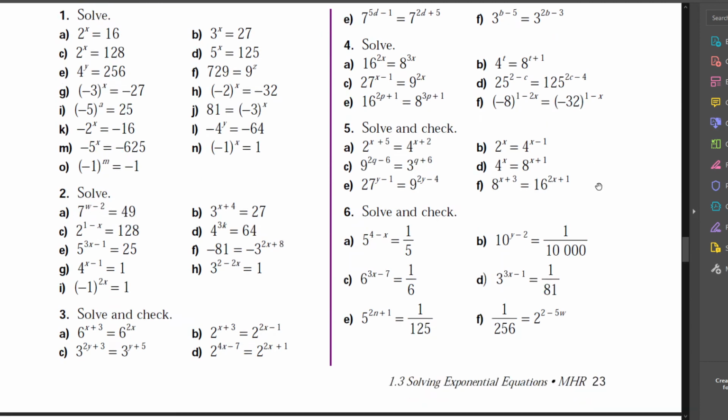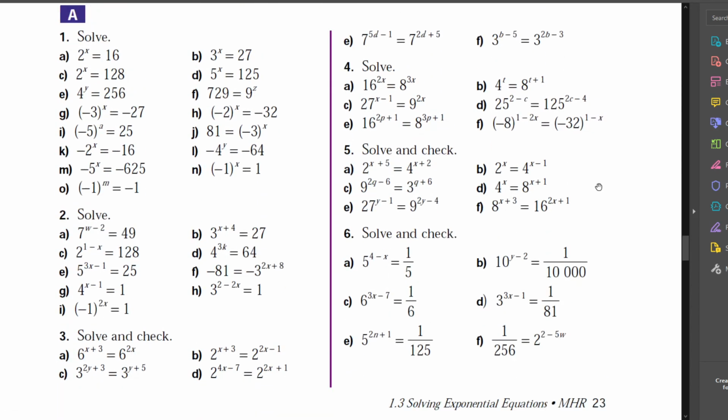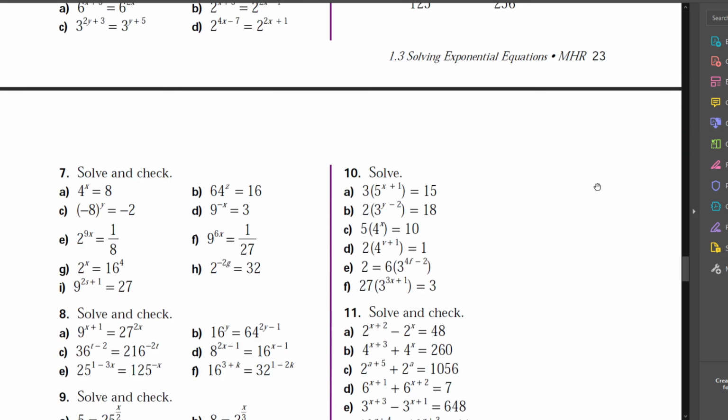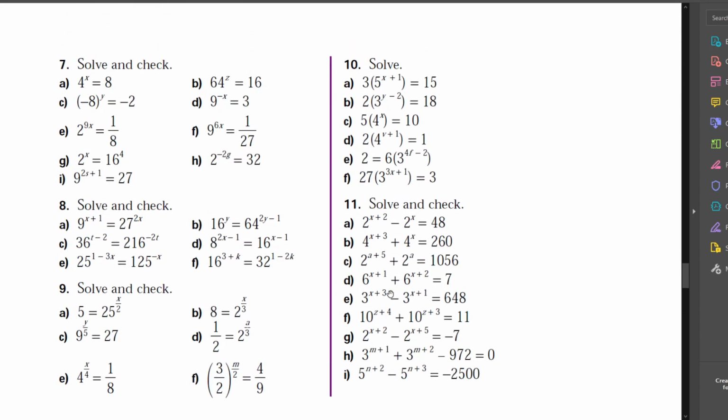So on page 23, I want you to look at all of these questions from 1 to 7 to 11 even. Now, you might not be able to do 11, and you might struggle a little bit with 10. And I'm going to post all of these things on the Google Classroom so you know exactly what questions to work on. There are a lot of them here. You do not have to do them all, okay? But I would like you to do enough to master this concept.